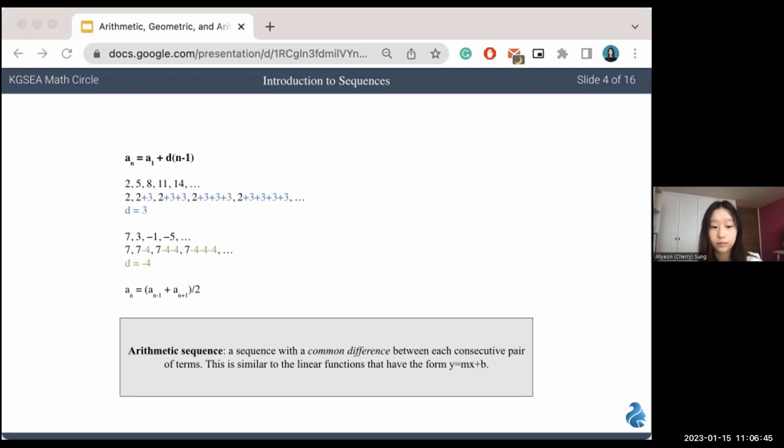So a property of arithmetic sequence is that an is the mean or the average of the term before and after the term an. This is because the sum of the terms before and after an cancels out the common difference and leaves 2 times an.